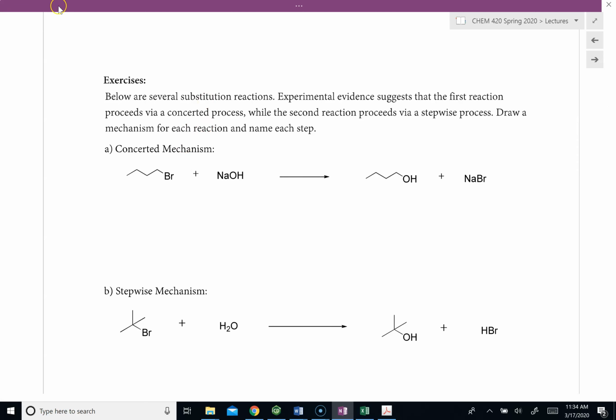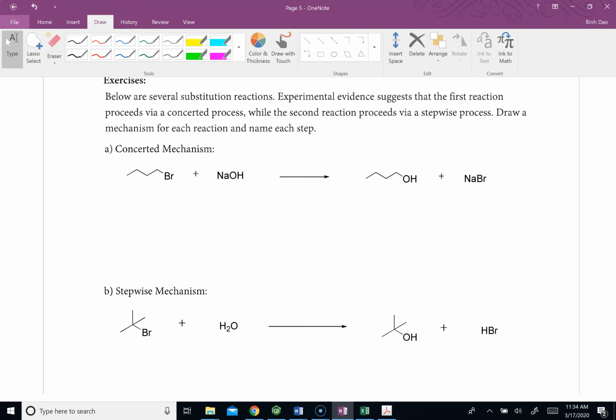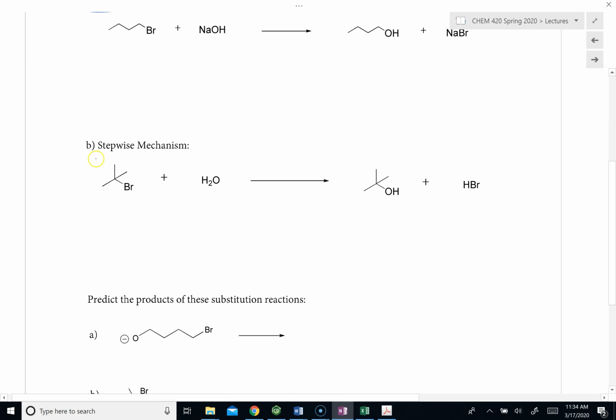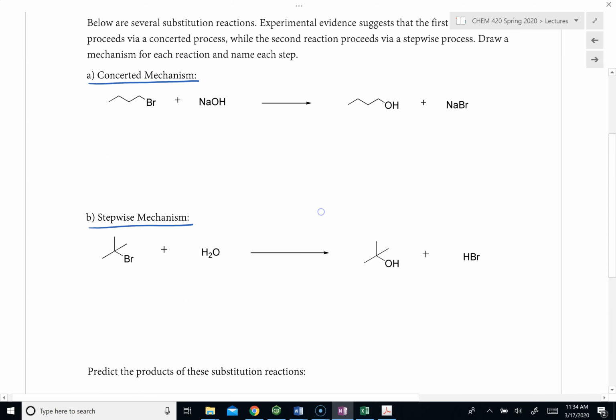Below are some of the products of nucleophilic substitution reactions. We are giving you the product and asking you to figure out the mechanism. In this case, we've been told that the first reaction is a concerted mechanism. Knowing this is a concerted mechanism, please draw the reaction mechanism for this. And the second one is a stepwise mechanism. Please draw the mechanism of this reaction.